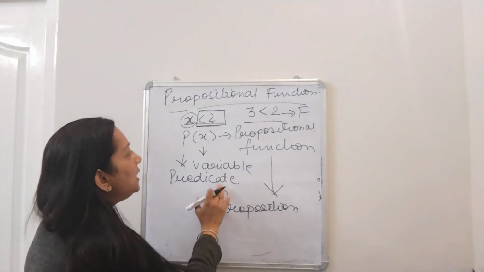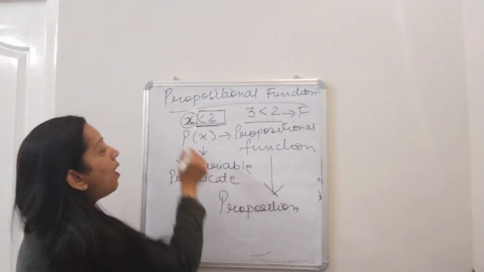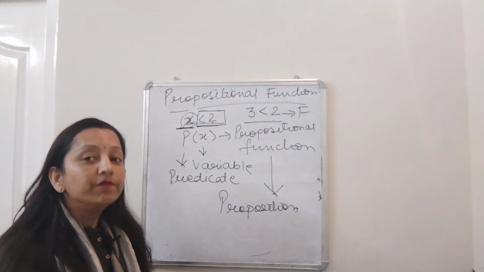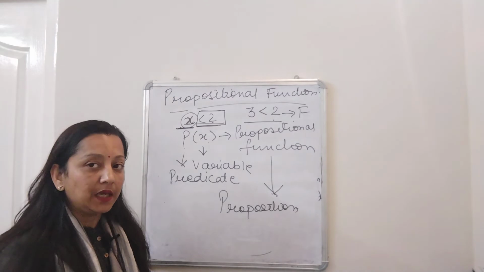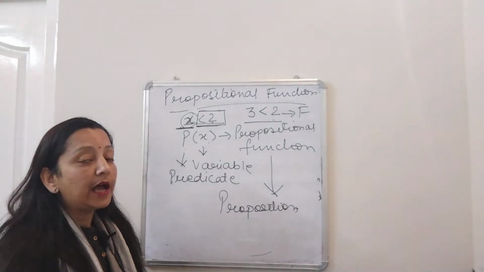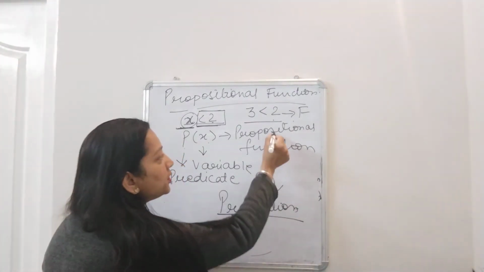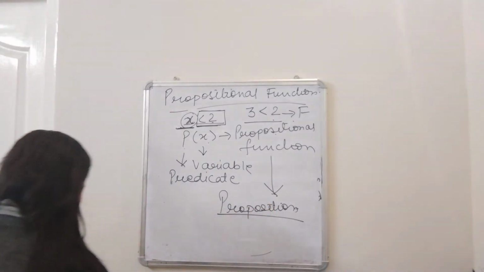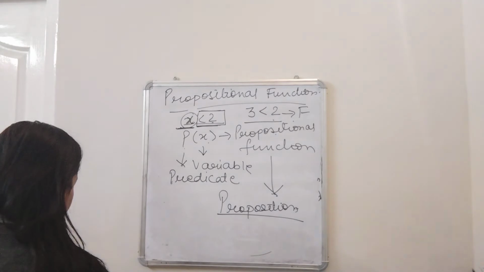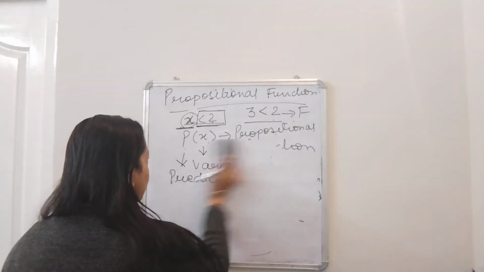So any propositional function can become a proposition when the variable is replaced by a value. Then I can clearly determine whether it is a true statement or a false statement. That means when I have a fixed truth value for it, it becomes a proposition from a propositional function. Okay, now we will see some examples for the same.